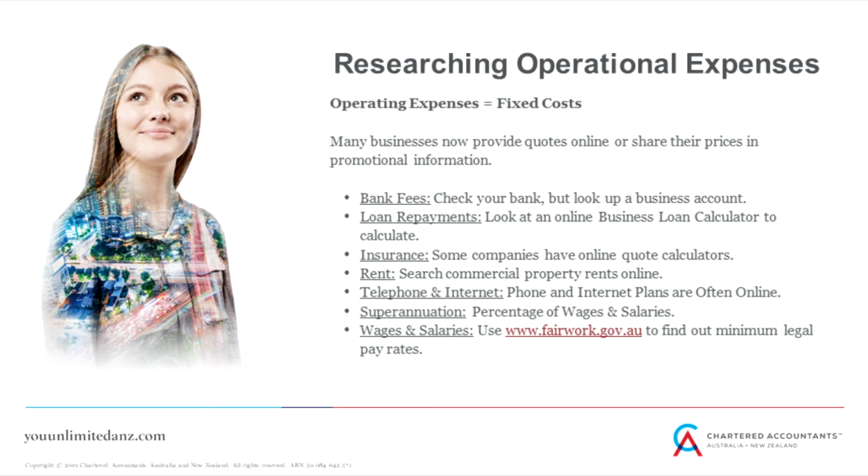For insurance, many companies do have online quote calculators. In terms of rent, search commercial property rents online. For telephone and internet, many companies do have their plans online. For superannuation, this is typically a percentage of wages and salaries, so have a search online for what that percentage is. In terms of wages and salaries themselves, you might want to head to the Fair Work website to find out the minimum legal pay rates in Australia.